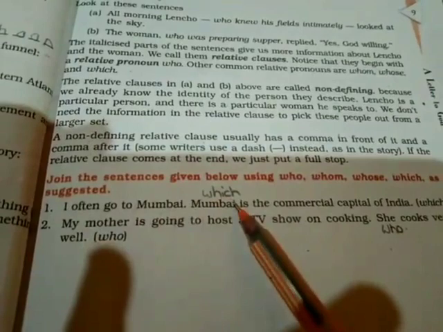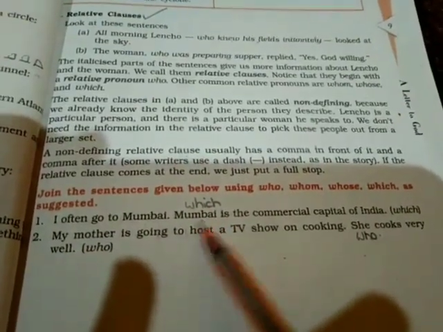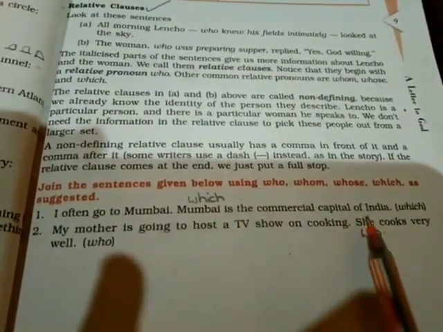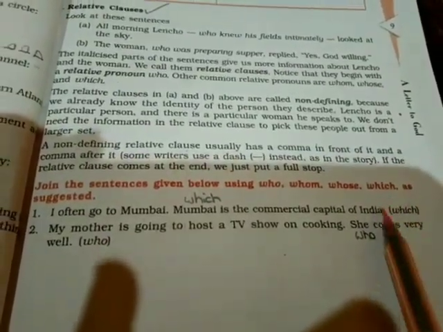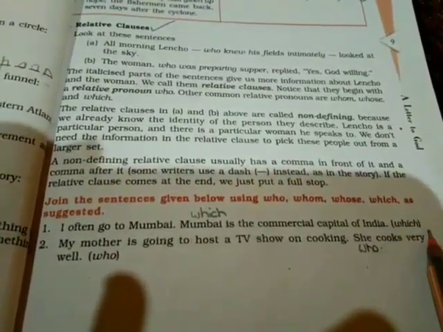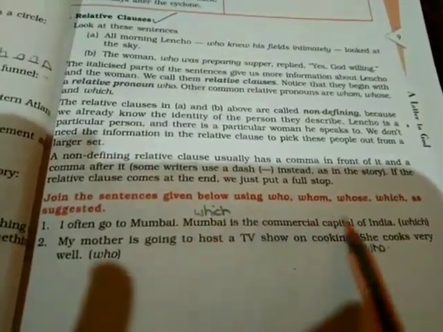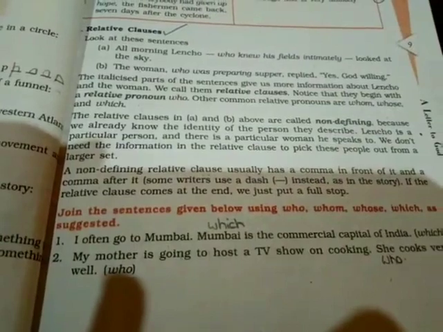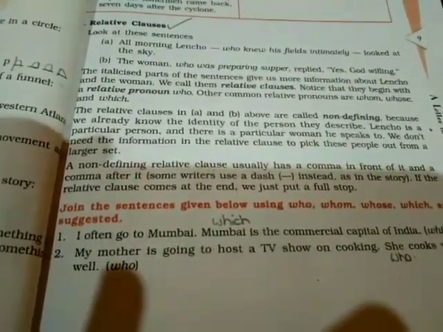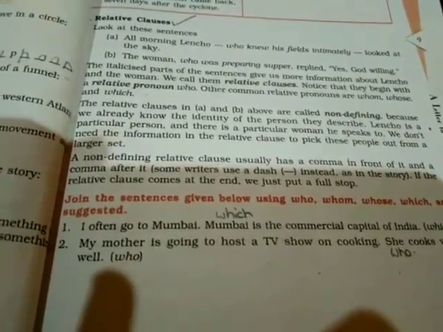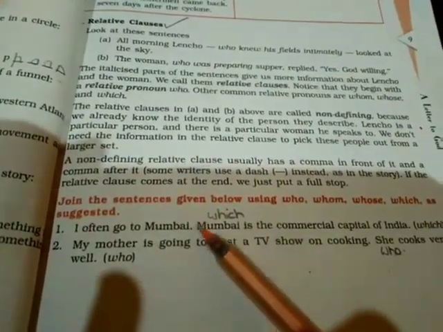I often go to Mumbai. Full stop. Mumbai is the commercial capital of India. So, using which as a relative pronoun, we are supposed to turn it into a relative clause. So, it will be like, I often go to Mumbai, comma, which is the commercial capital of India. Instead of this full stop, we will use a comma, then here we will use which.